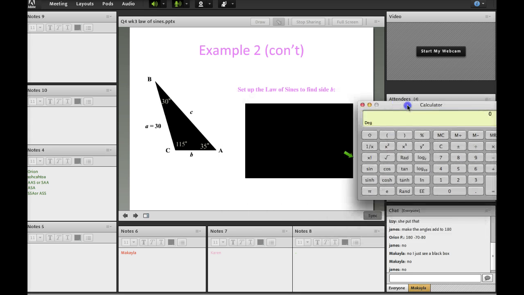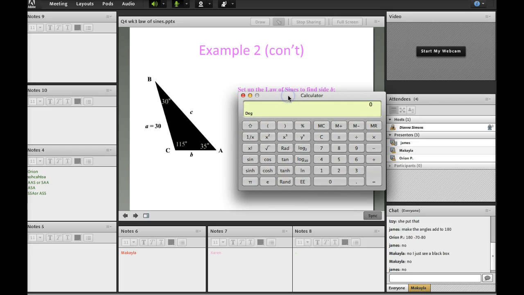I'm going to use my calculator anyway because I can't do this in my head. If you guys have a calculator, go ahead and use it. And then in your little boxes, write down your answers, please. Okay, so what I'm going to do is I'm going to do sine of 115.